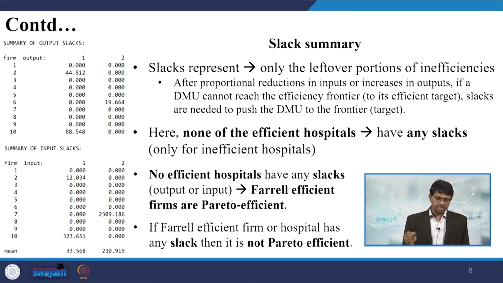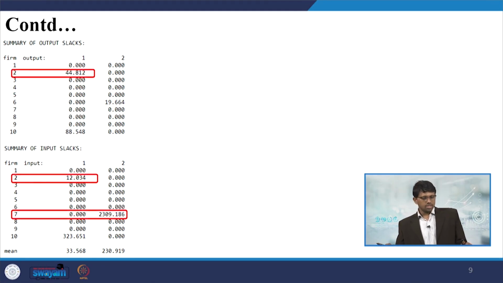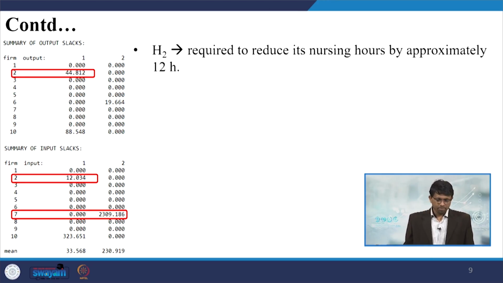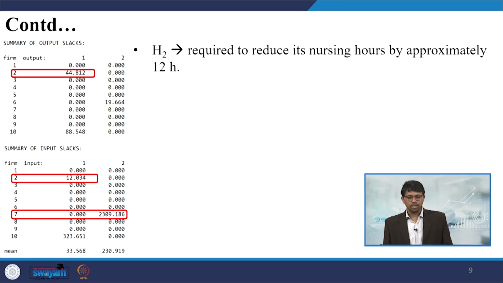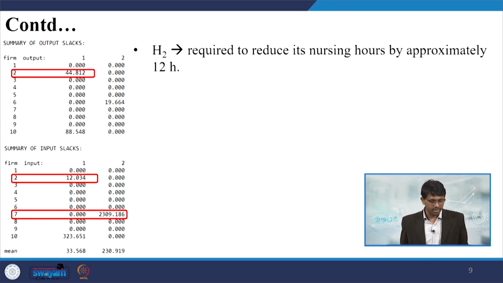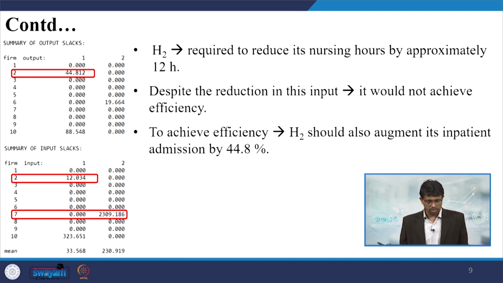First, a clarification: the firms having an efficiency score of 1, the efficient ones, do not have any slacks, hence Farrell efficient is also called Pareto efficient. We will start explaining, as I already mentioned, from firm 2, and now we are explaining slacks. Firm 2 is required to reduce its nursing hours by approximately 12 hours, despite the reduction.